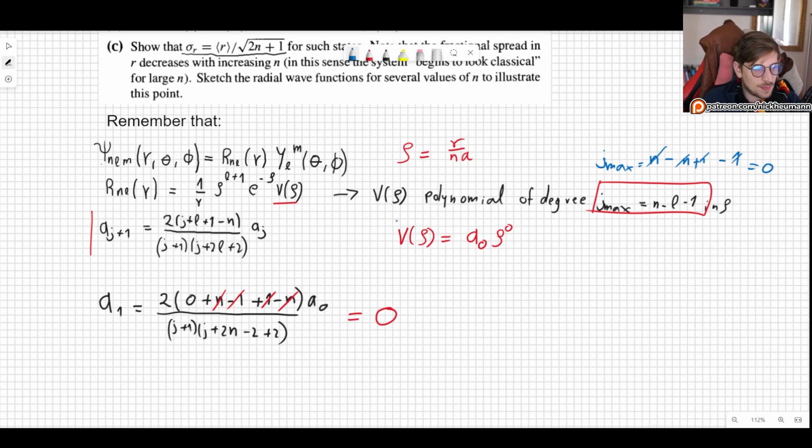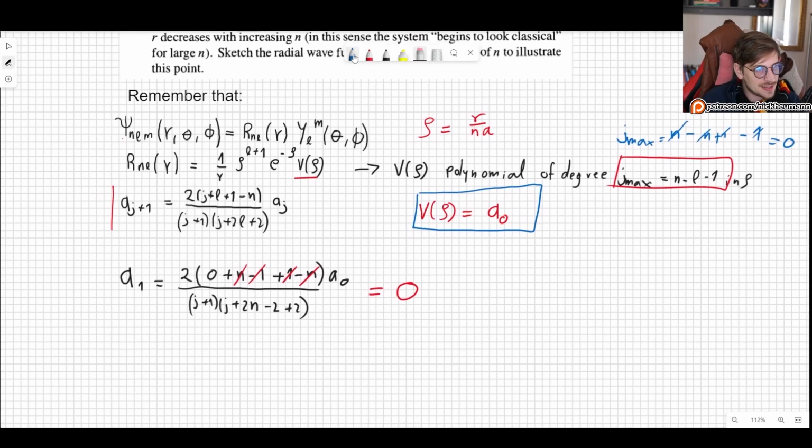So that means that our polynomial is simply this: A0 times rho to the 0. But rho to the 0 is 1, so there's no real need to write it down. With that in mind, let's now write our radial function for n and the case where L is n-1. Let's write it as R_{n,n-1}.